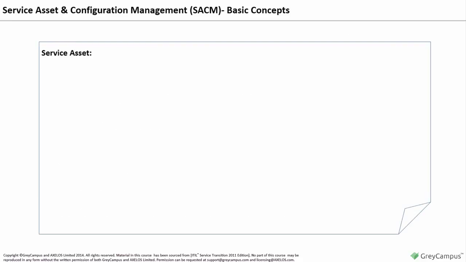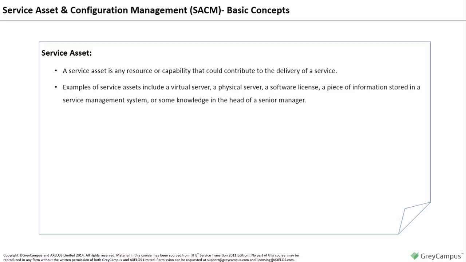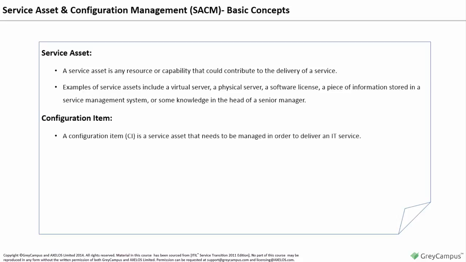Service Asset and Configuration Management, SACM, basic concepts. Service asset. A service asset is any resource or capability that could contribute to the delivery of a service. Examples of service assets include a virtual server, a physical server, a software license, a piece of information stored in a service management system, or some knowledge in the head of a senior manager. Configuration item. A configuration item, CI, is a service asset that needs to be managed in order to deliver an IT service. Examples of configuration items are a server or a software license.